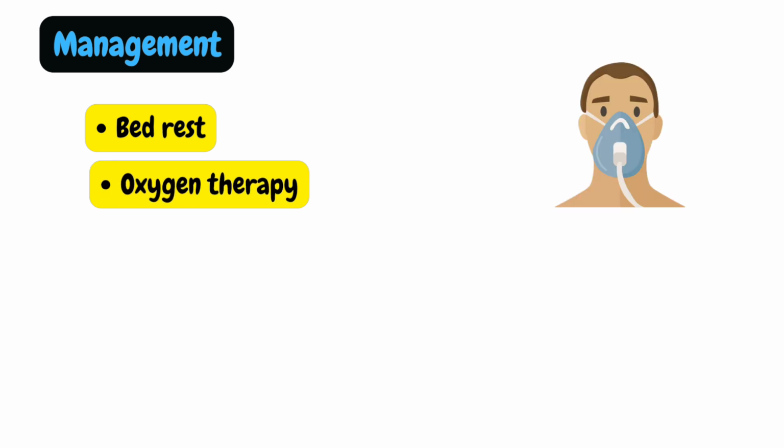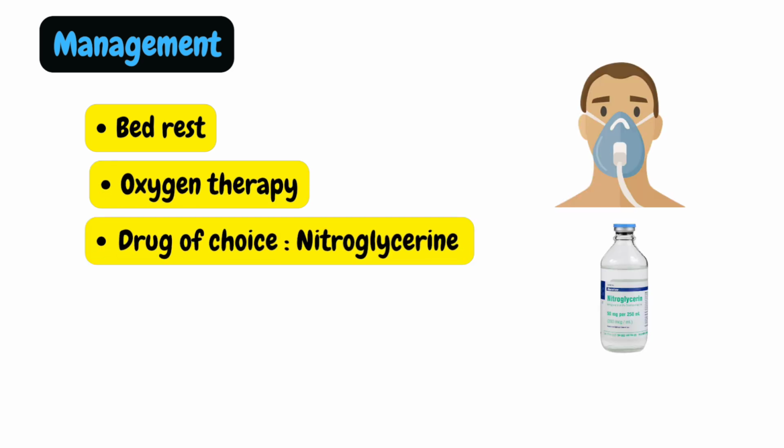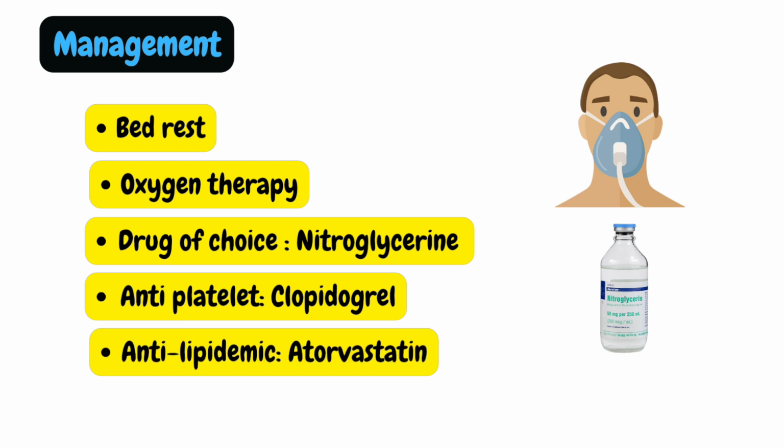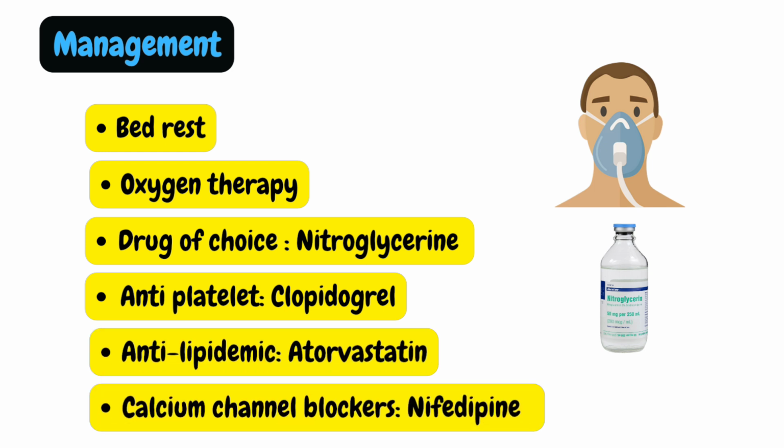Now management. Initially provide bed rest to decrease oxygen demand of the patient, then give oxygen therapy. In pharmacological management, the drug of choice is nitroglycerin to reduce chest pain. If pain is not relieved by nitroglycerin, we give antiplatelets like clopidogrel. Anti-lipidemic like atorvastatin, and calcium channel blocker, nifedipine.